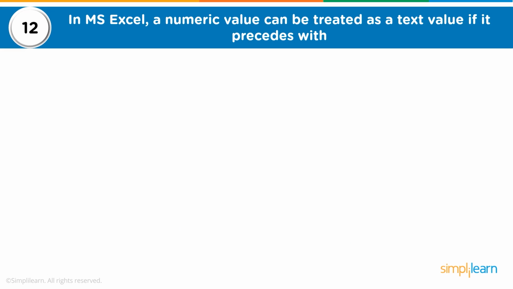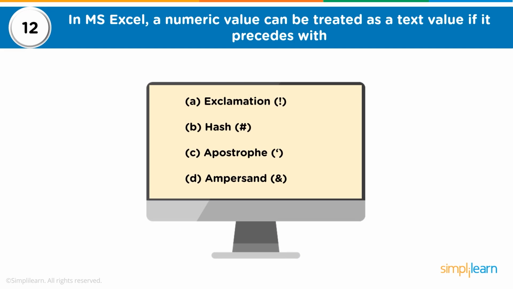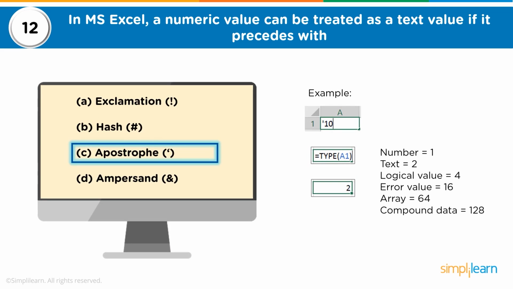In Microsoft Excel, a numeric value can be treated as a text value if it is preceded by an apostrophe. Definitely not an exclamation. If you're used to programming in Python, you'll look for that hash code and not an ampersand. We can see here, if you enter the value 10 into a field, but you put the apostrophe in front of it, it will read that as text, not as a number.